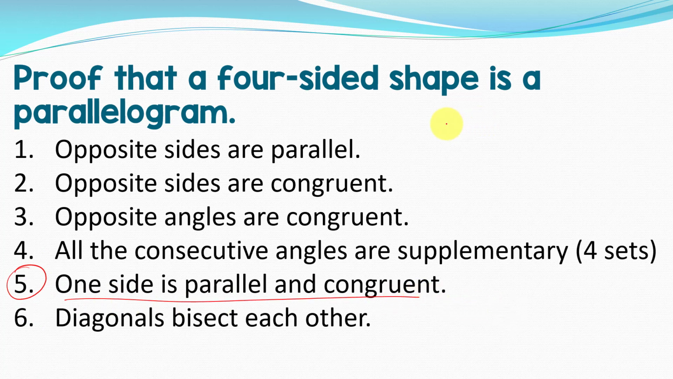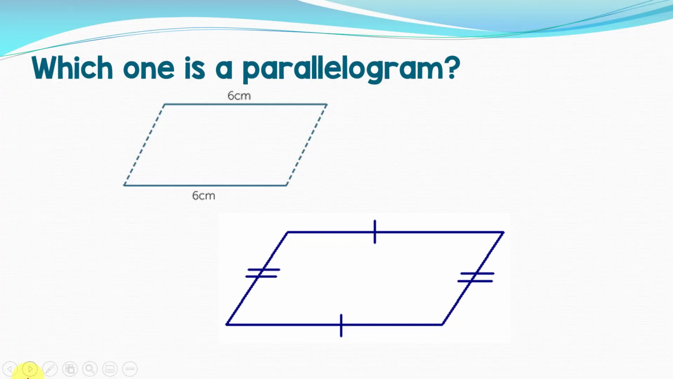If we know that two sides are parallel and they're congruent, so the same side is congruent and parallel, we know it has to be a parallelogram because the only way to connect those congruent parallel sides is with another parallel congruent side. So this is not a property on its own, but it will prove the shape is a parallelogram. All right, so let's take a look.